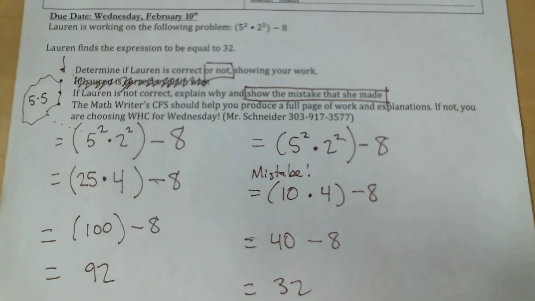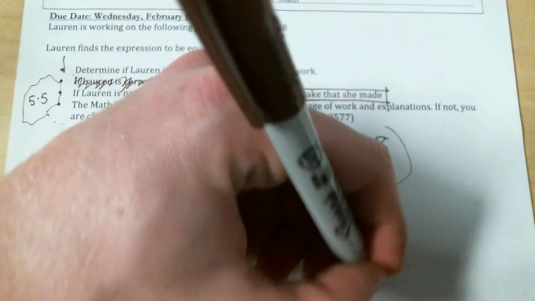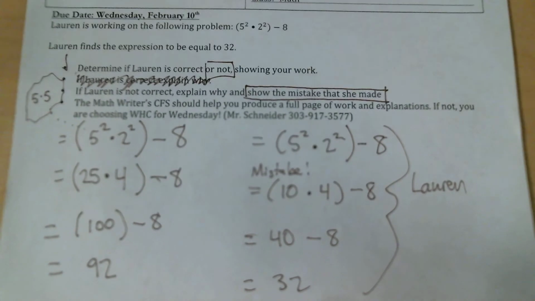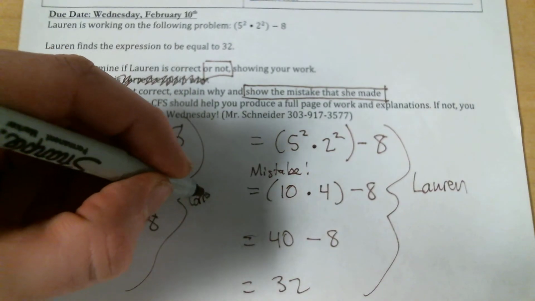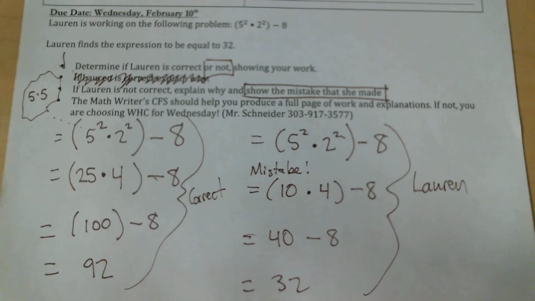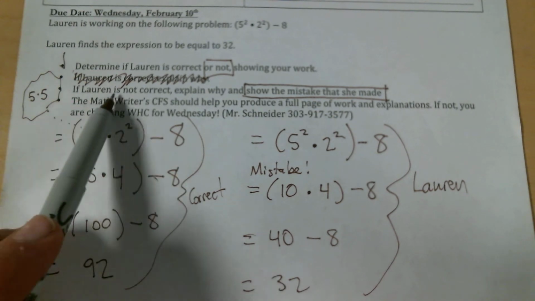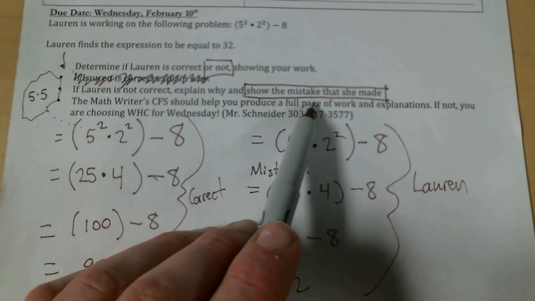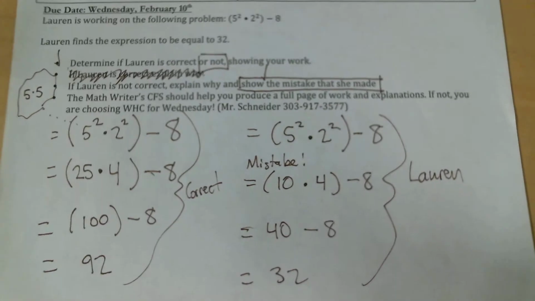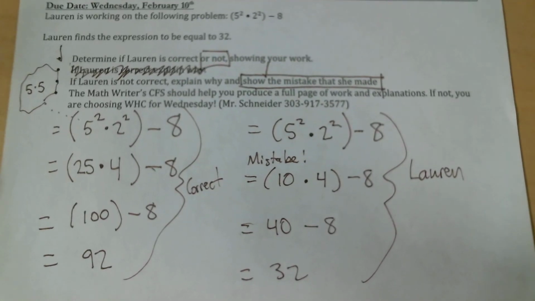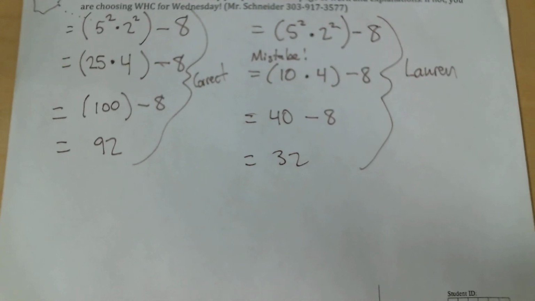So here's Lauren's work. So I might even label it. Here is Lauren. And then here is the correct work. So I've labeled my work. So what have I done so far? If Lauren is not correct, explain why and show the mistake she made. So far, we've shown that mistake right here. We've shown the mistake. Now it's time to write a full response here.